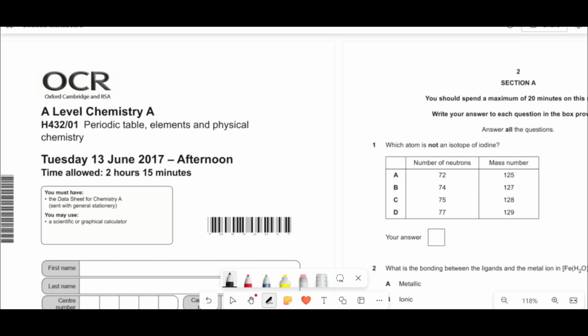Hello everybody, welcome back to another episode of the A-Level Cookbook. Today we're going to be doing OCR A-Level Chemistry A, paper 1 from June 2017, so let's go.